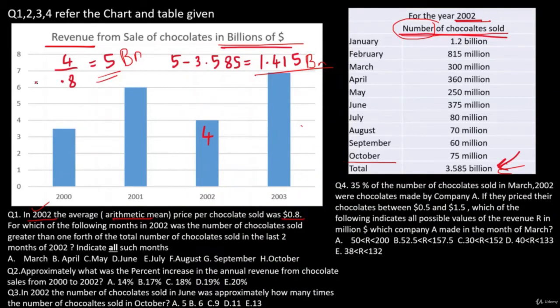Now in the question, it talks about for which of the following months in 2002 was the number of chocolates sold greater than 1/4 of the total number of chocolates sold in the last 2 months of 2002.